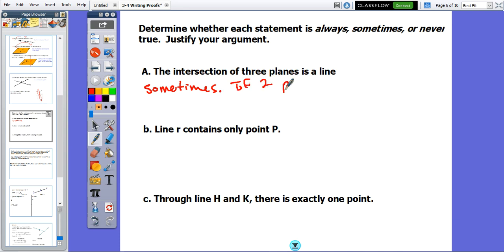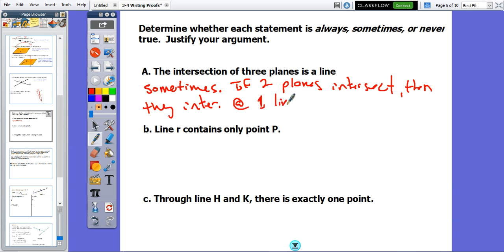if two planes intersect, then they intersect at one line, or their intersection is one line. Yeah. Okay, so sometimes. Next one, line R contains only point P.